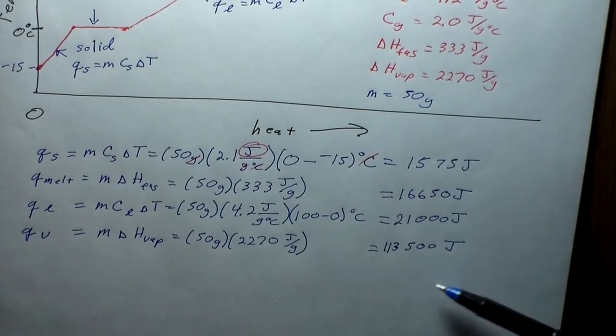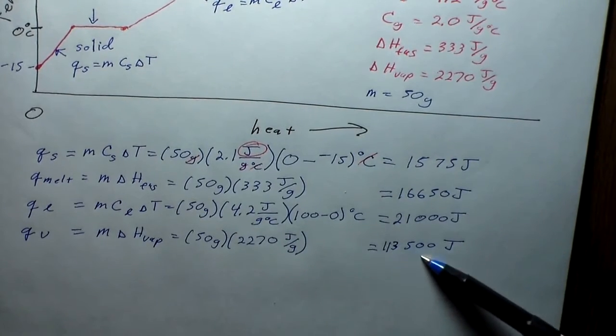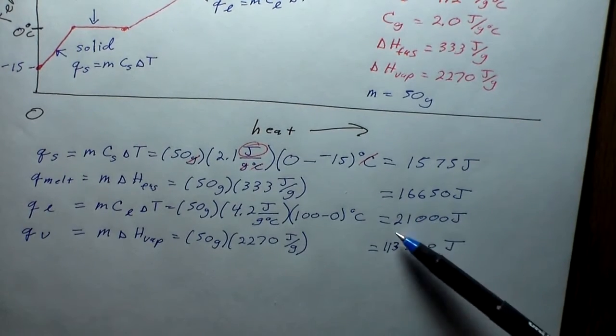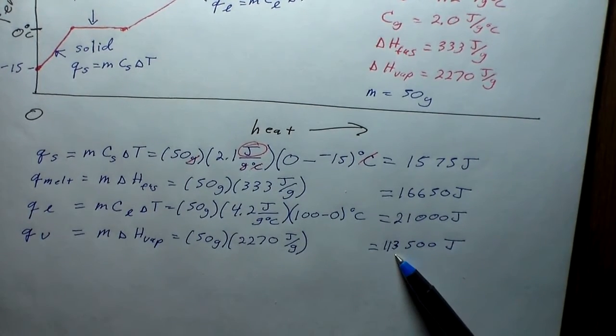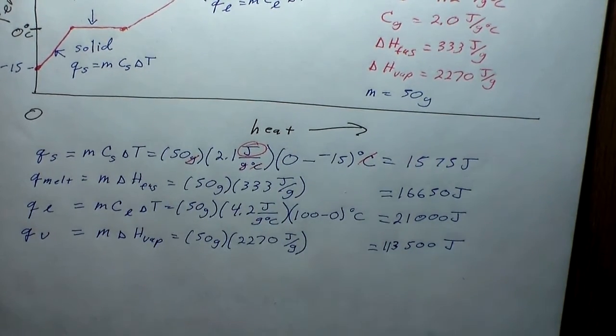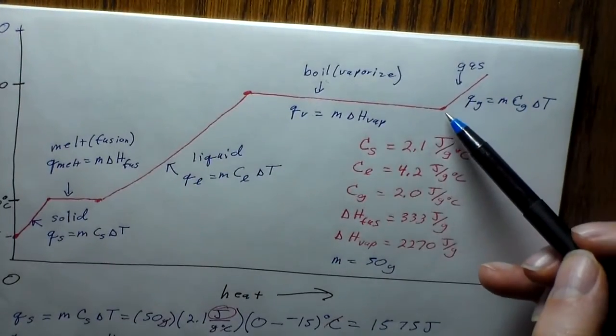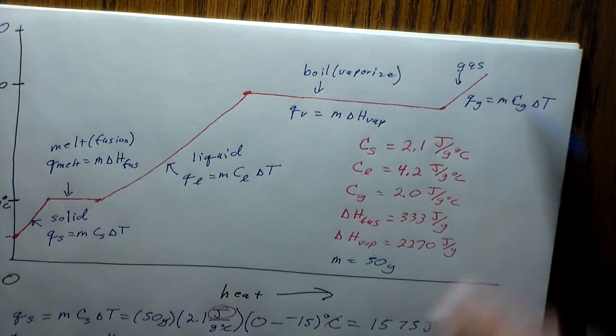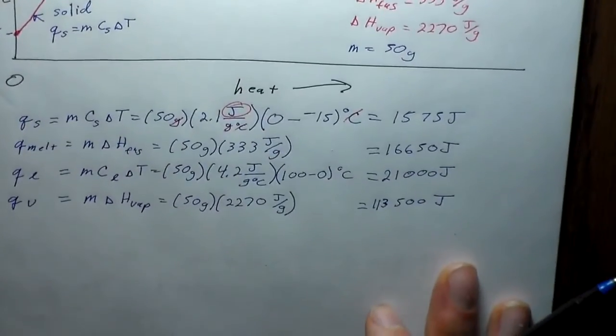Also, just one thing to notice right here, notice how much bigger the vaporization energy is relative to all these others. This is 16,000, 21,000, this is 100,000. So the vaporization takes a lot of energy to undergo this transition right here. All right, and then finally, we've boiled all of our water away. Now we have just the steam, so we just have to warm the gas from 100 degrees to 120 degrees and find out how much energy that takes.